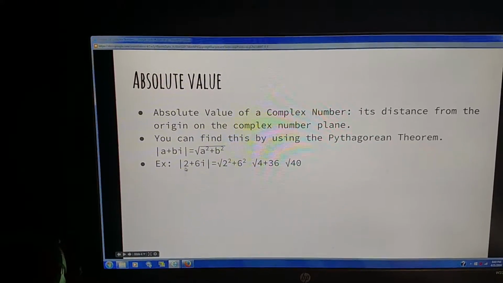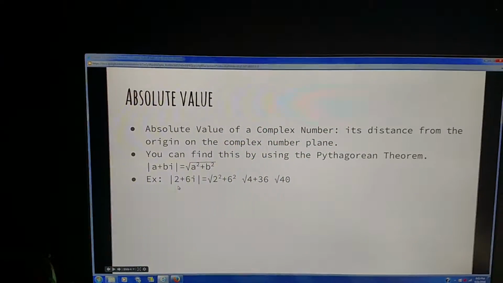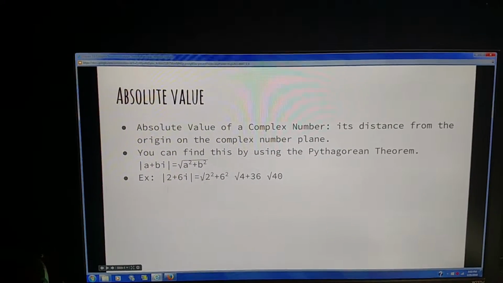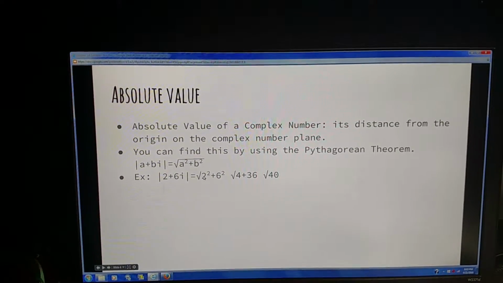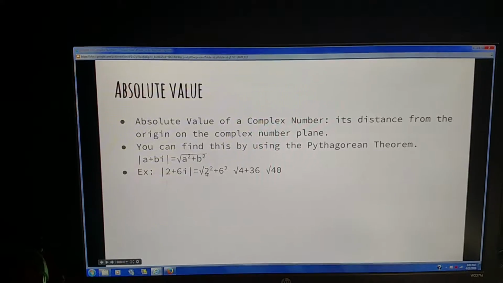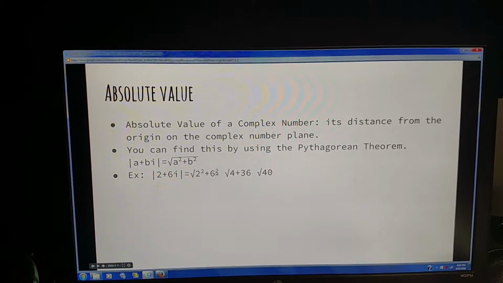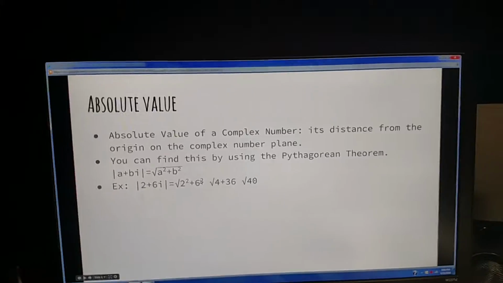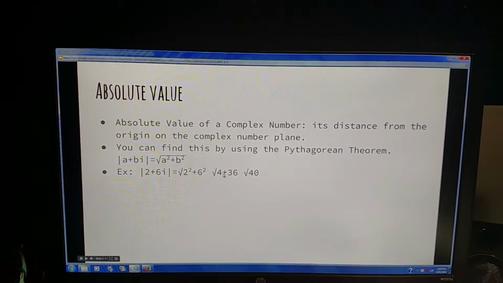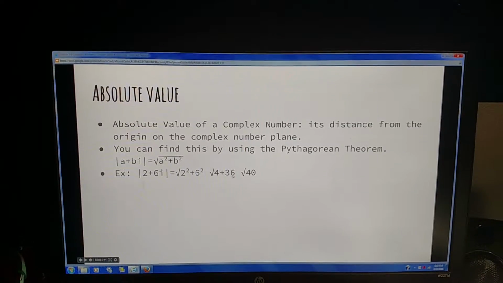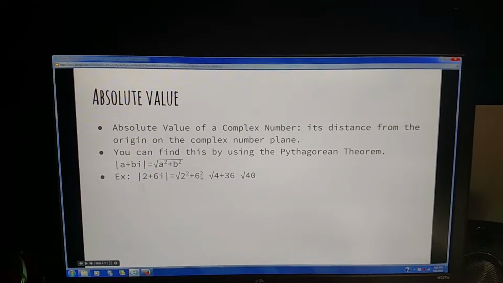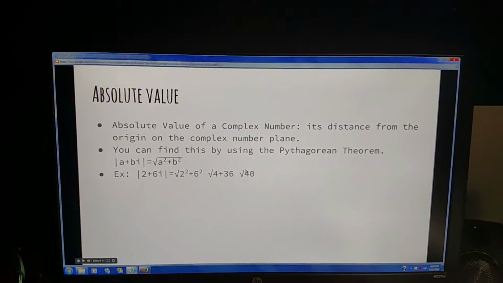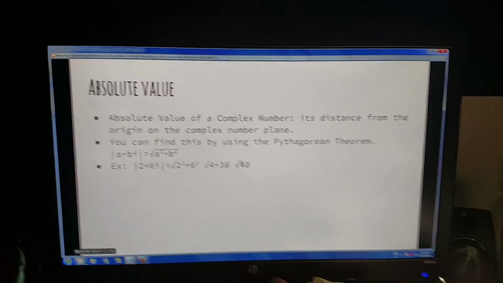we have 2 plus 6i. We want to find the absolute value of it. So we use the Pythagorean theorem. 2 squared plus 6 squared. That comes to 4 plus 36. We add that together, get the square root of 40. Now I could simplify it, but then we'll just get a big old decimal.